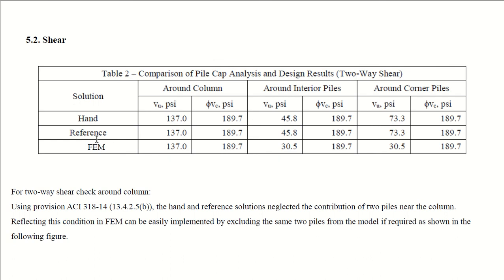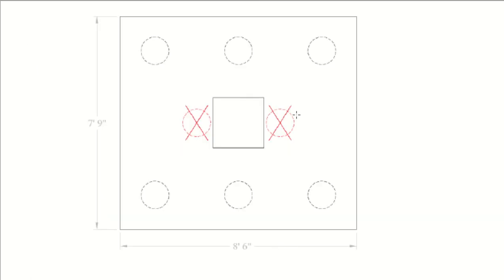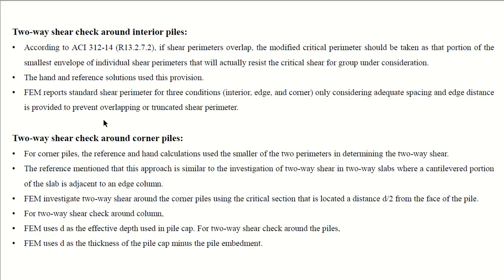Similarly, this is the difference in shear between the hand calculation, the values in the reference, and the finite element model. For two-way shear check around the column, using ACI provisions, the hand reference solutions neglected the contribution of the two piles near the column. If you remember, we were neglecting the two piles near the column. However, if we reflect this condition in FEM, the same results can be obtained. You can ignore these two piles in the FEM and you will get the same results. Then two-way shear check around interior piles and two-way shear check around corner piles.